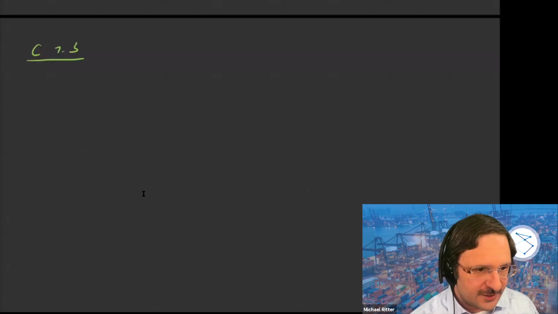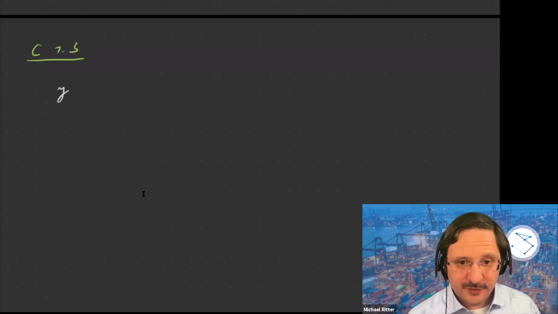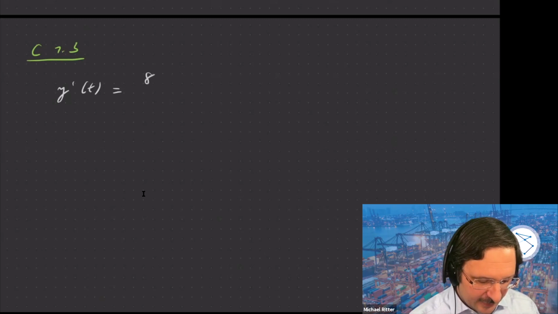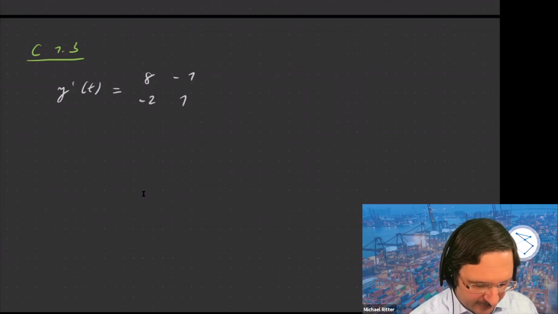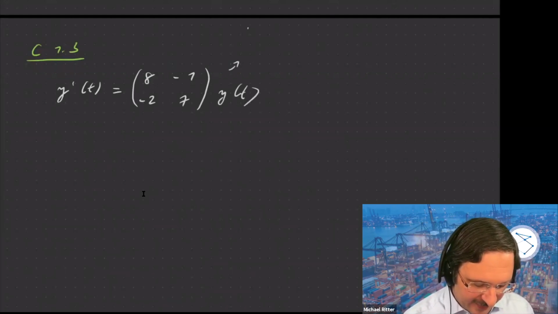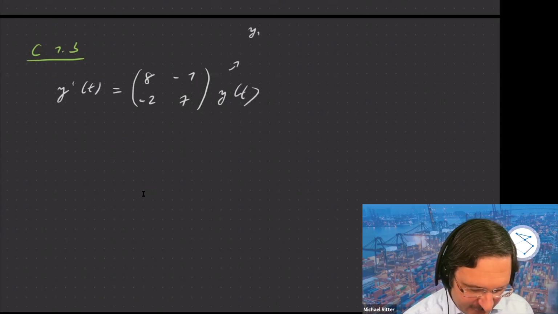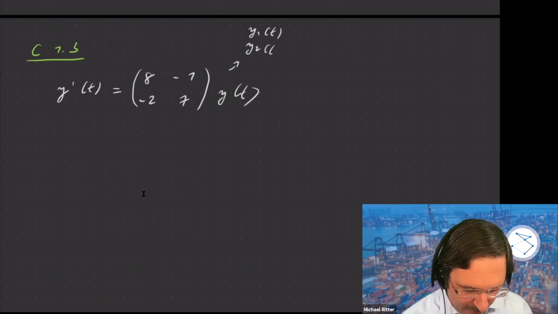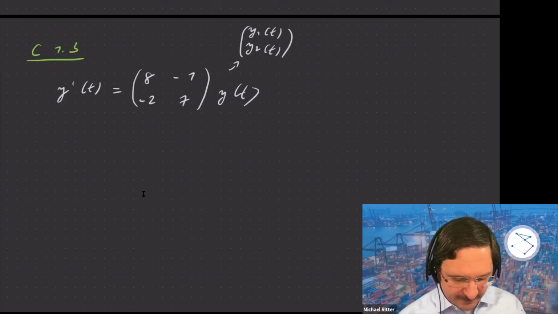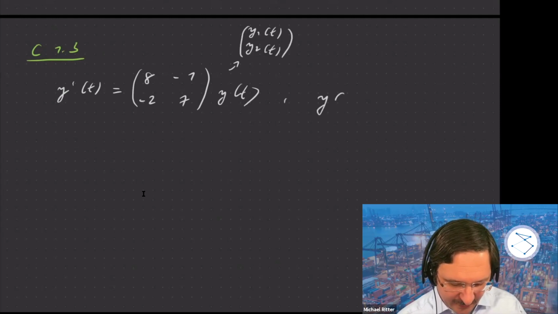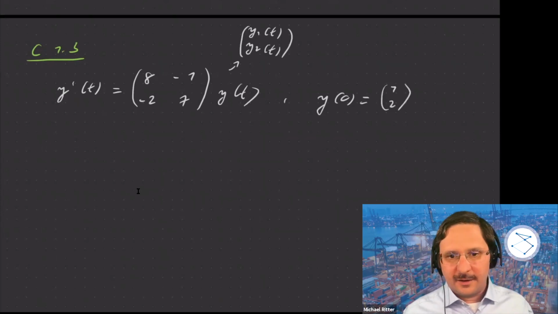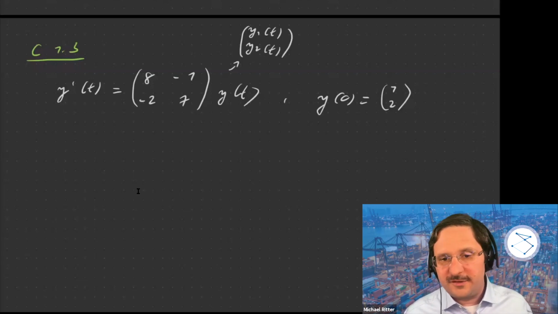So here we're looking for a solution of a differential equation system that looks like this. We have y prime, so y is the function we're looking for. And we have a matrix 8, -1, -2, 7 times y of t. And this y here is now a vector that consists of 2 functions to be precise, right? So one y1 function and one y2 function. So when I write y, I always mean this vector consisting of 2 functions. And we also have an initial value here. y of 0 is the vector 1, 2. And the task is to determine the solution for this initial value problem here.